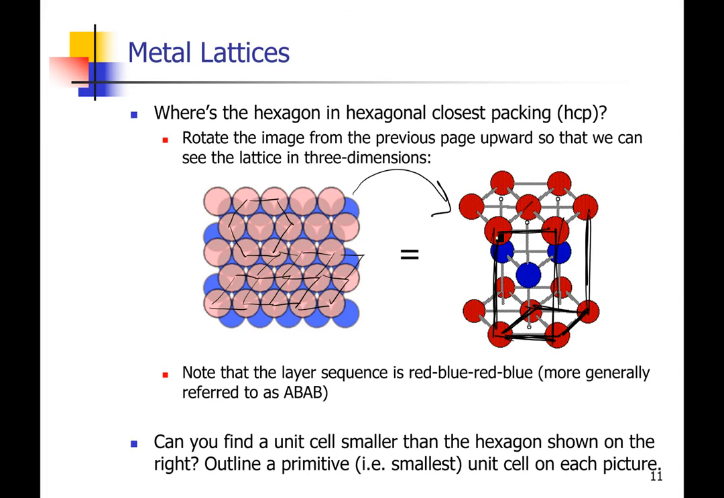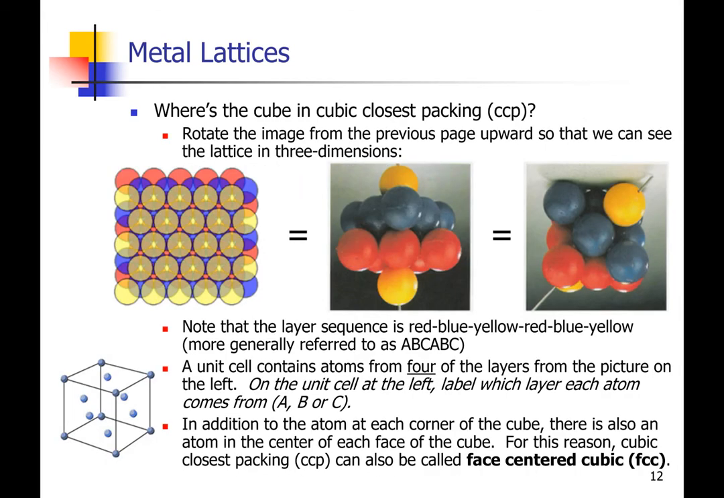Okay, so there's a hexagon in hexagonal closest packing, fair enough. As I noted before, this would be described as AB, AB, AB, AB, AB, however many times you want to say AB packing. Where's the cube? Well, for the cube, we actually need 4 layers of our lattice.